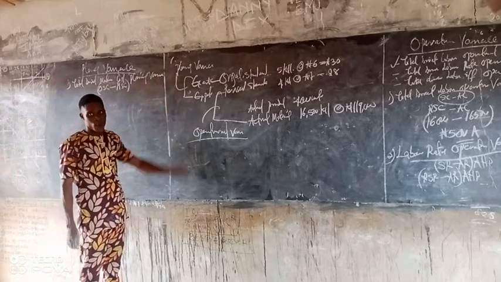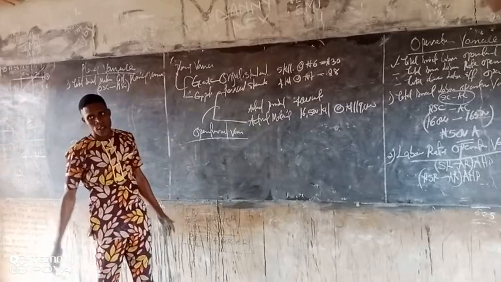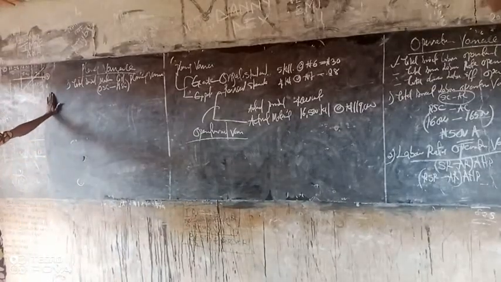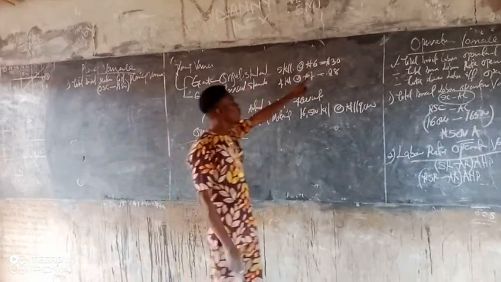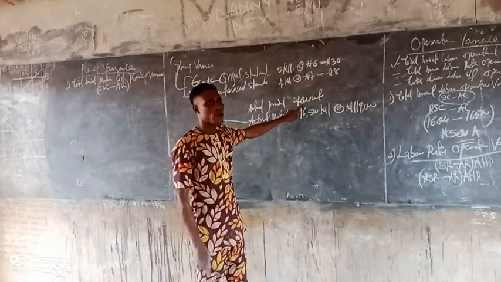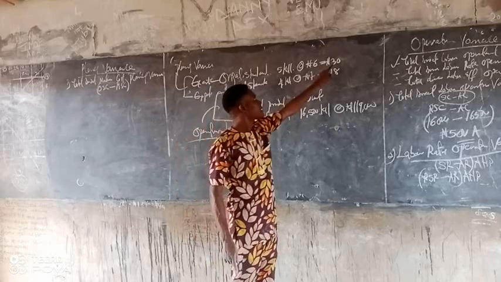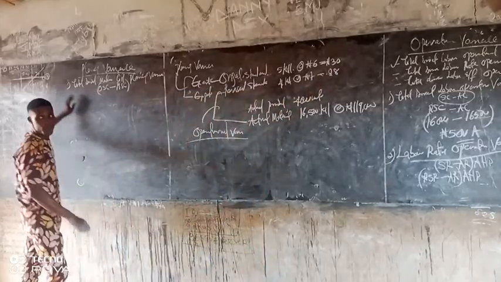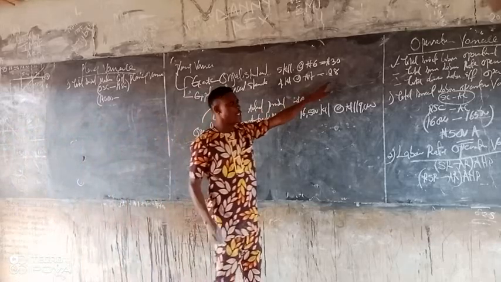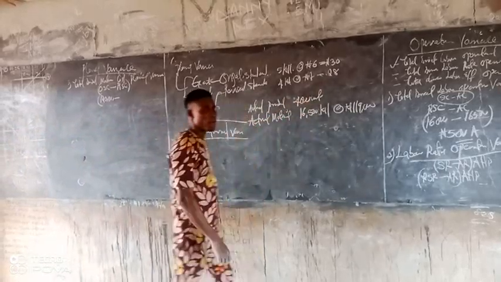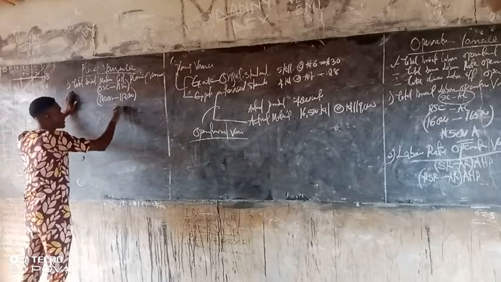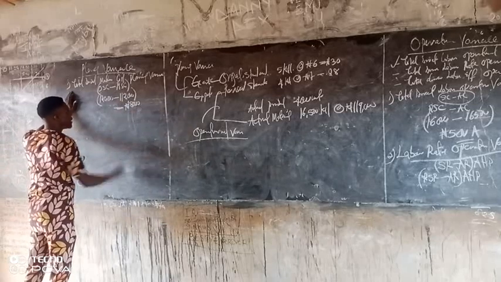No matter what, when you talk about ex-post cost minus ex-ante cost, just use your simple language. Based on our original standard cost, 30 naira per unit, producing 4,000 units, 30 times 4,000 gives 120,000. For the revised, 28 naira times 4,000 gives 112,000. So the difference is 8,000.